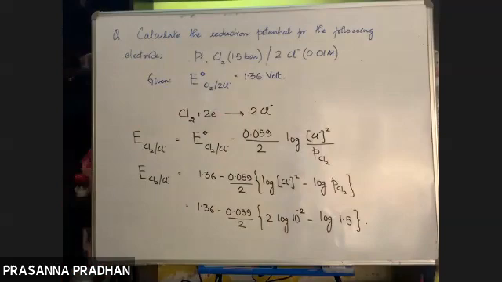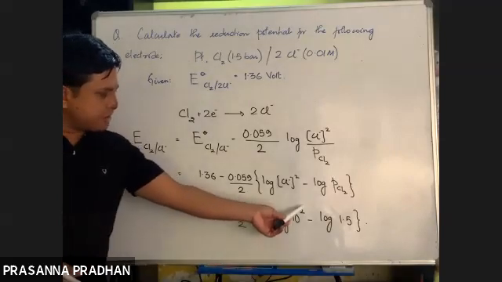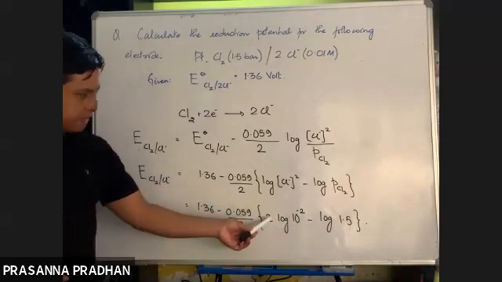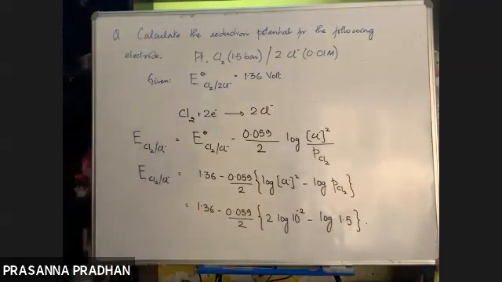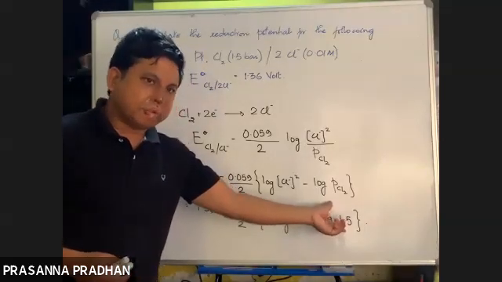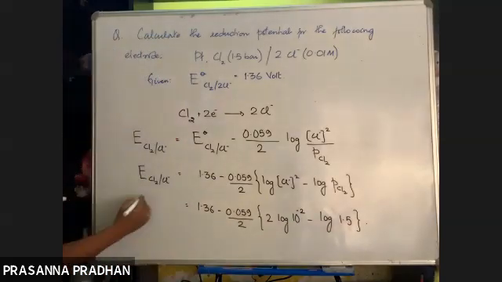Okay, so you need to solve this now. If you solve this, 2 will get cancelled. Log 10 to the power minus 2 means minus 2 log 10, that means the value of this will be minus 2 after this gets cancelled. So the value of log 1.5, you calculate it, or it will be given during the exam. Then you will get the answer like this. So the concept needs to be understood out here.